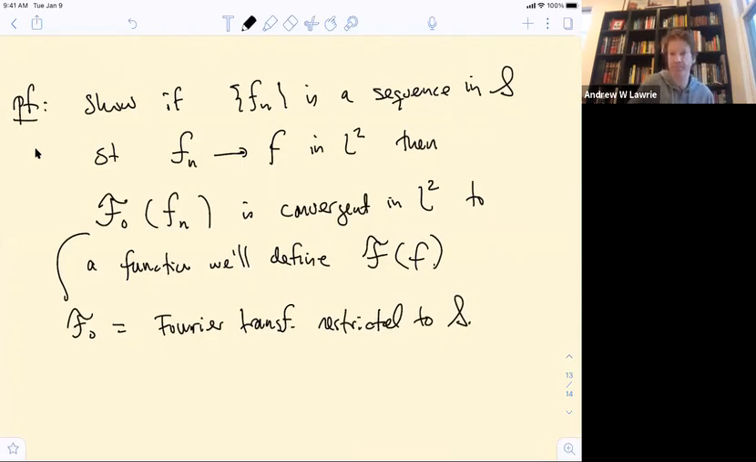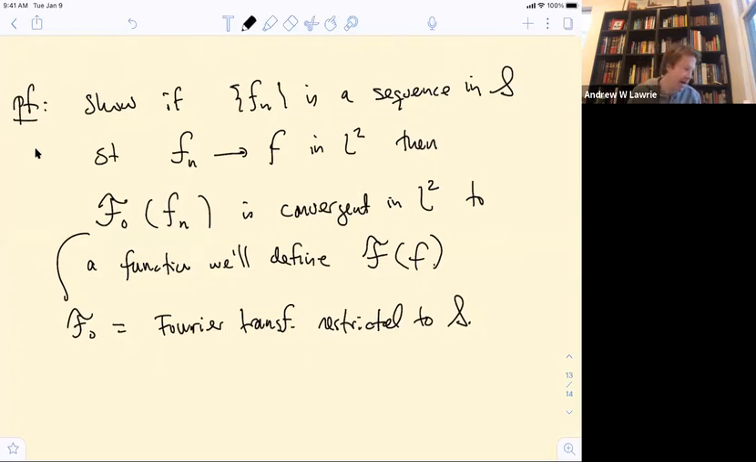Restricted to Schwartz class. So the idea for the proof is just use density: take a convergent sequence, apply the Fourier transform to that sequence, and try to show that this new sequence you get is also convergent. Then everything is great, because a convergent sequence has a unique limit. And so you just define that limiting object as the Fourier transform of an L2 function.